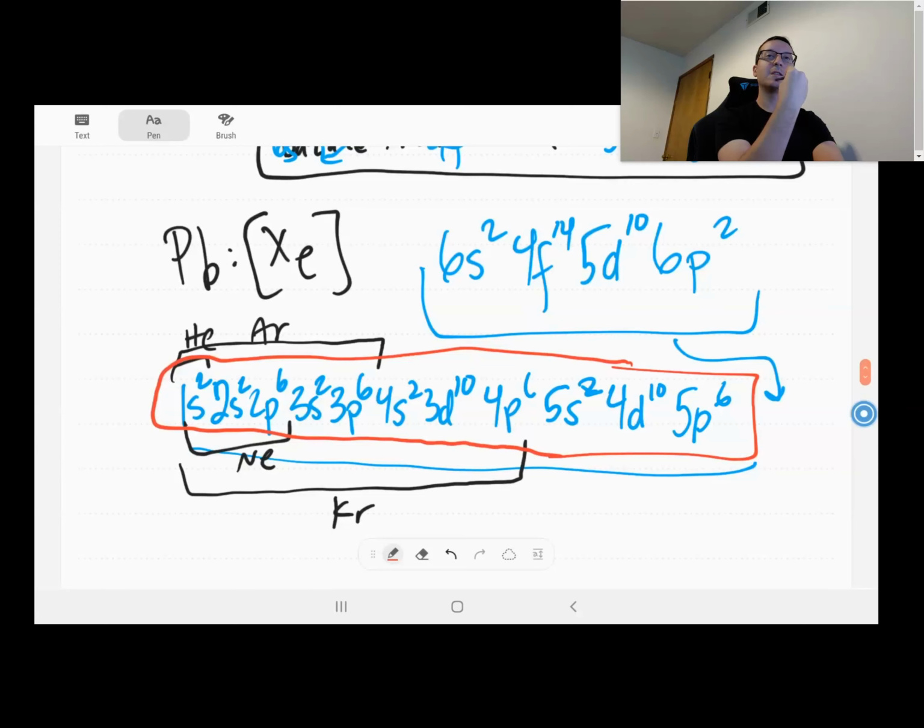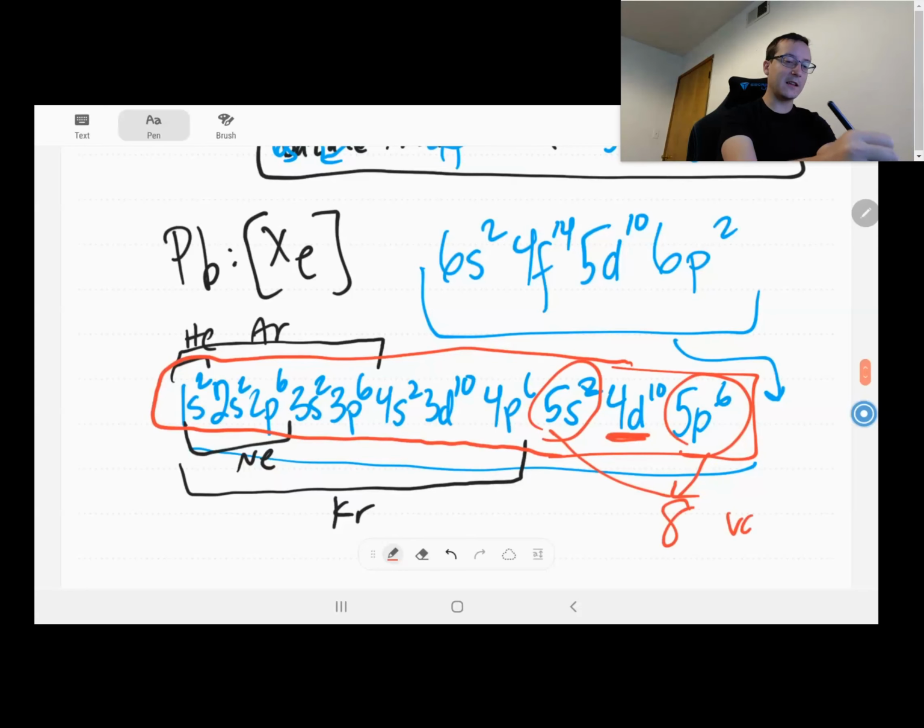That's correct. So remember, Zoe, that because the group of d electrons is at 4 in front of it, those are still going to be core electrons. So it's just going to be the stuff from the 5th row. So that's going to be these two put together, which gives us 8 valence electrons.